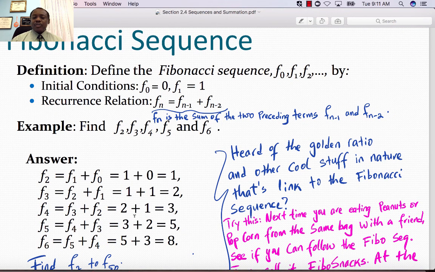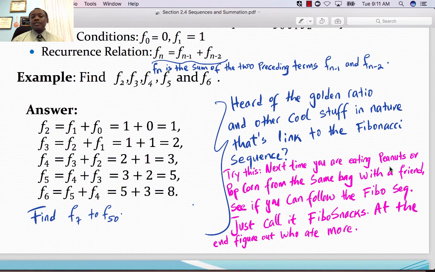But this is something I want you to do as a math nerd. The next time you're eating peanuts or popcorn from the same bag with a friend, why don't you do Fibo snacks? Eat the popcorn following the Fibonacci sequence, and at the end of the day, try to figure out who ate more. That would be interesting. So at the start, nobody takes anything. That is F_0. Then the first person takes one popcorn, just one grain. The next person, F_2, takes one. Then the next person takes 1 plus 1, which is 2.